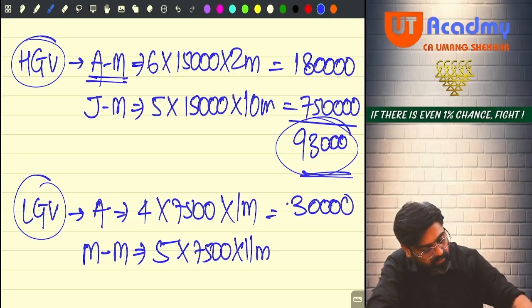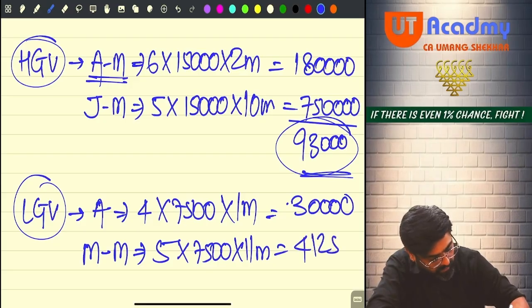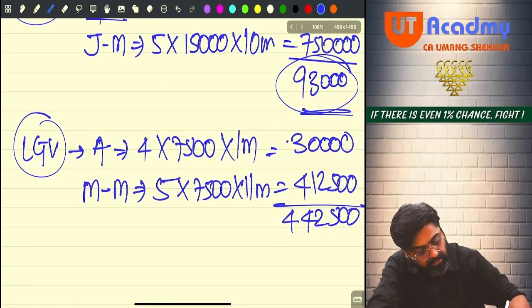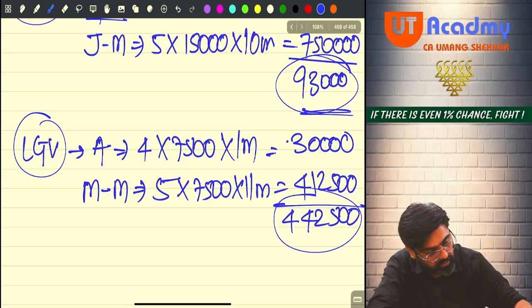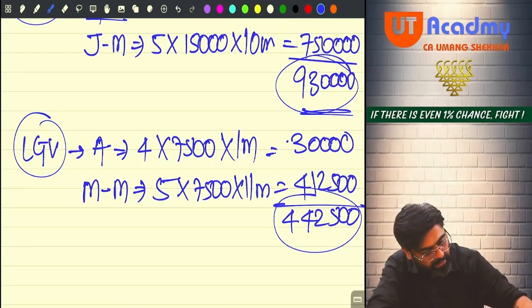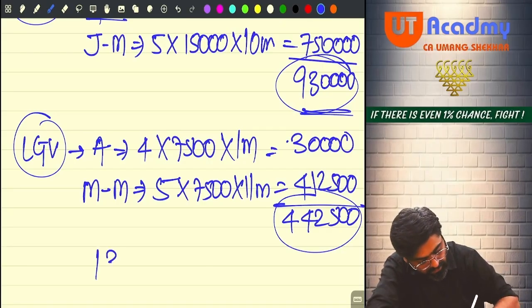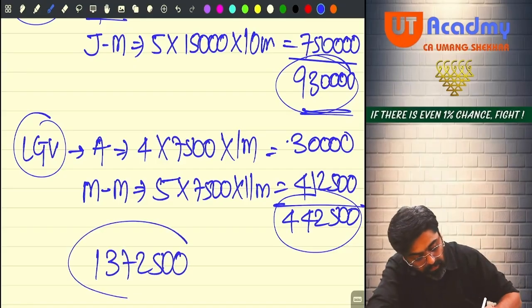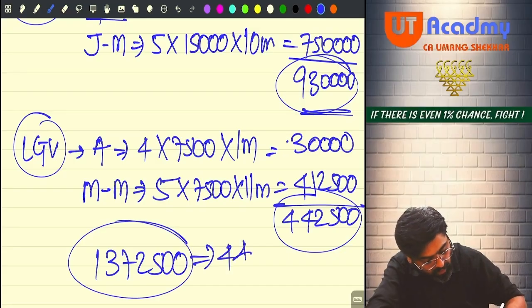And 7,500 into 5 into 11. You will get 4,12,500. Getting it, everyone? So 4,12,500 plus 30,000 is 4,42,500. Everyone getting this? Plus 9,30,000, that is 13,72,500 or more he has to show. This will be his presumptive income under section 44AE.